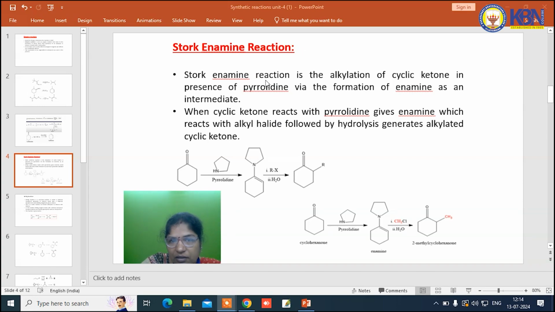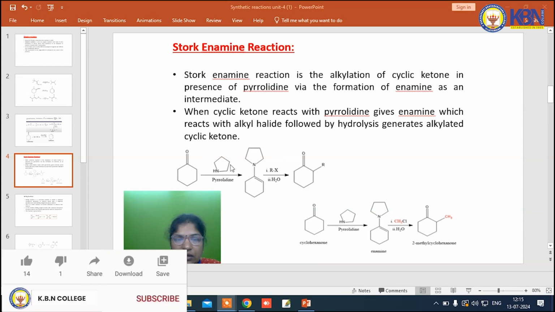the Stork enamine reaction. The Stork enamine reaction is the alkylation of cyclic ketones. Cyclic ketones are alkylated in the presence of pyrrolidine via the formation of an enamine as an intermediate. Simple cyclic ketones are treated with pyrrolidine. Here, the enamine is the reactive intermediate, and this on treatment with alkyl halides, followed by hydrolysis, gives the substituted cyclic ketones.